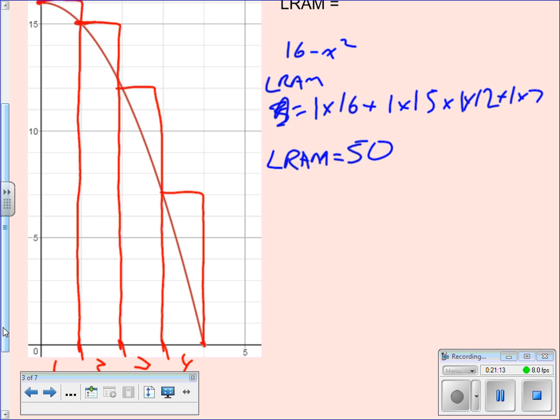Now, we're using rectangles. Why are we using rectangles? Because they're easy. We will do other methods later that are not quite so easy, but we use rectangles because rectangles are easy. It's width times height. You just got to figure out what those two numbers are. That's an easy thing to do. They will generally have different answers.